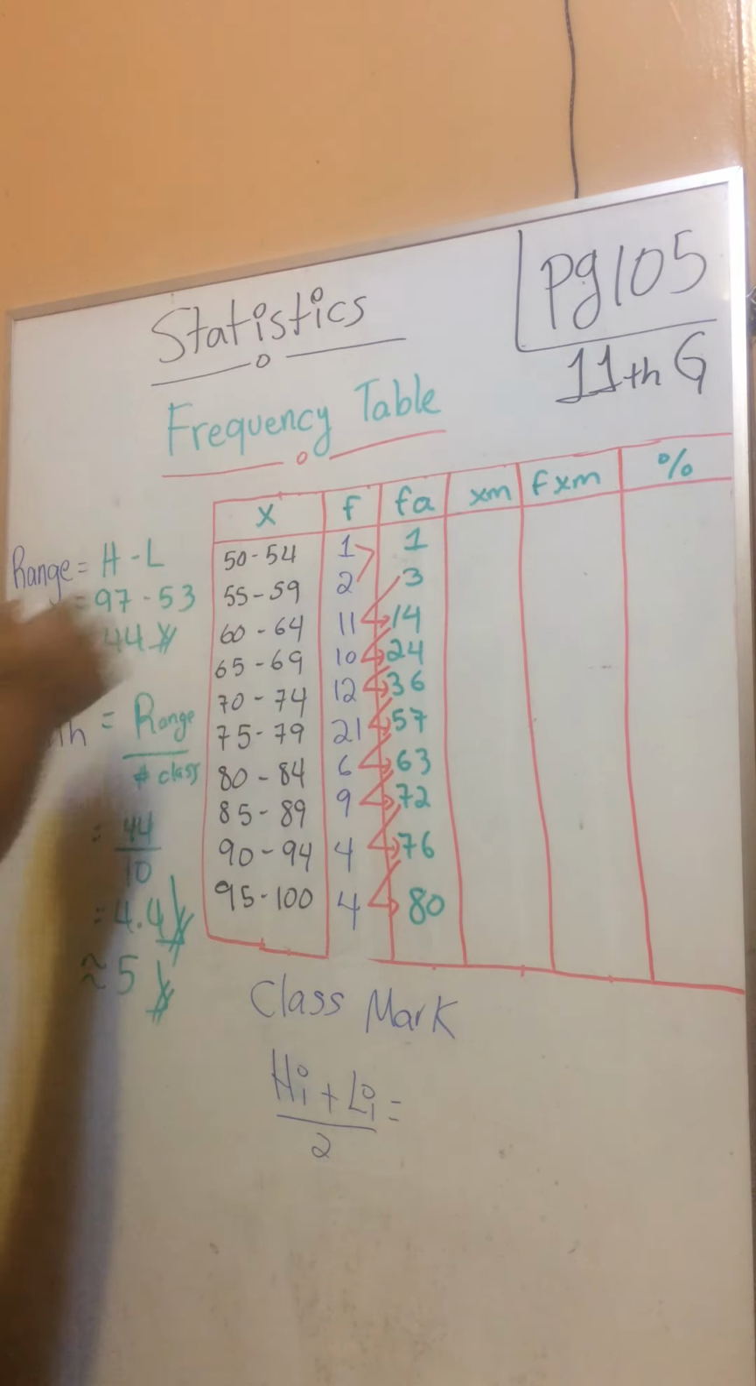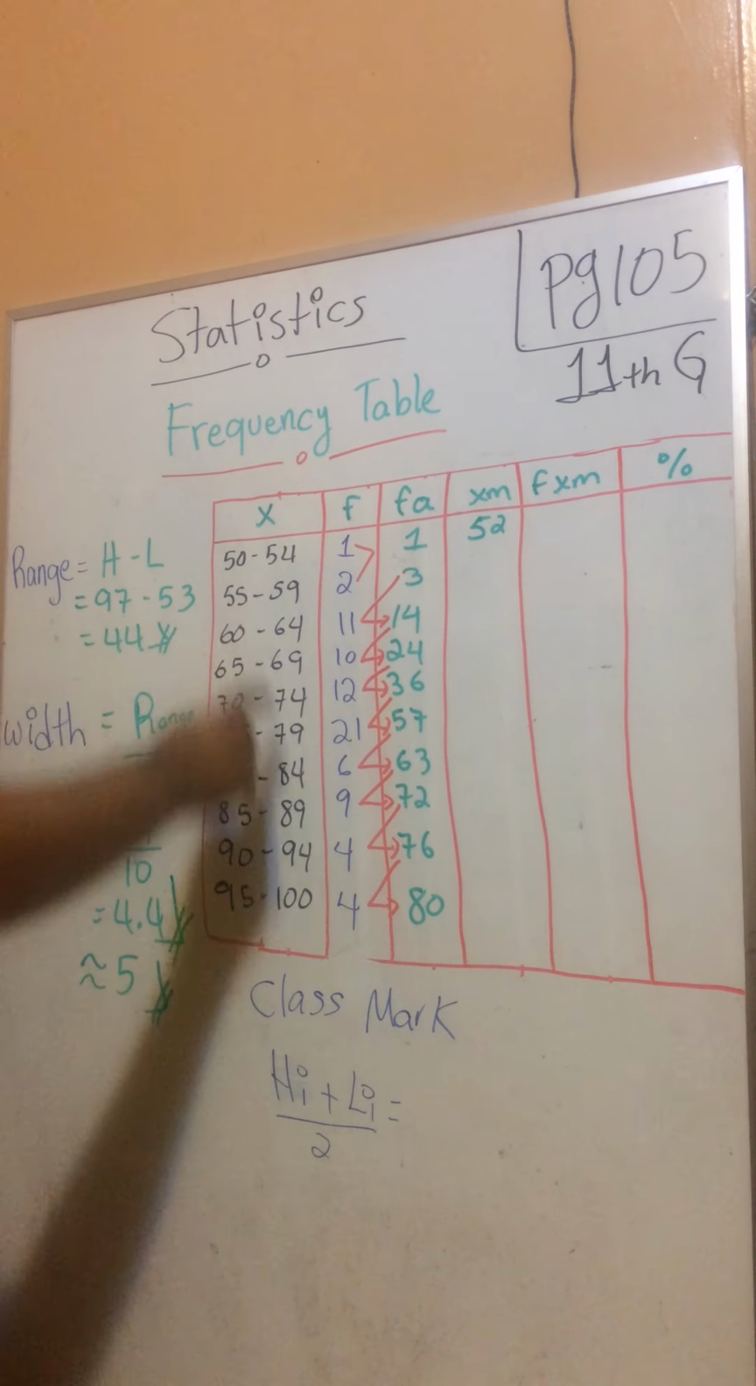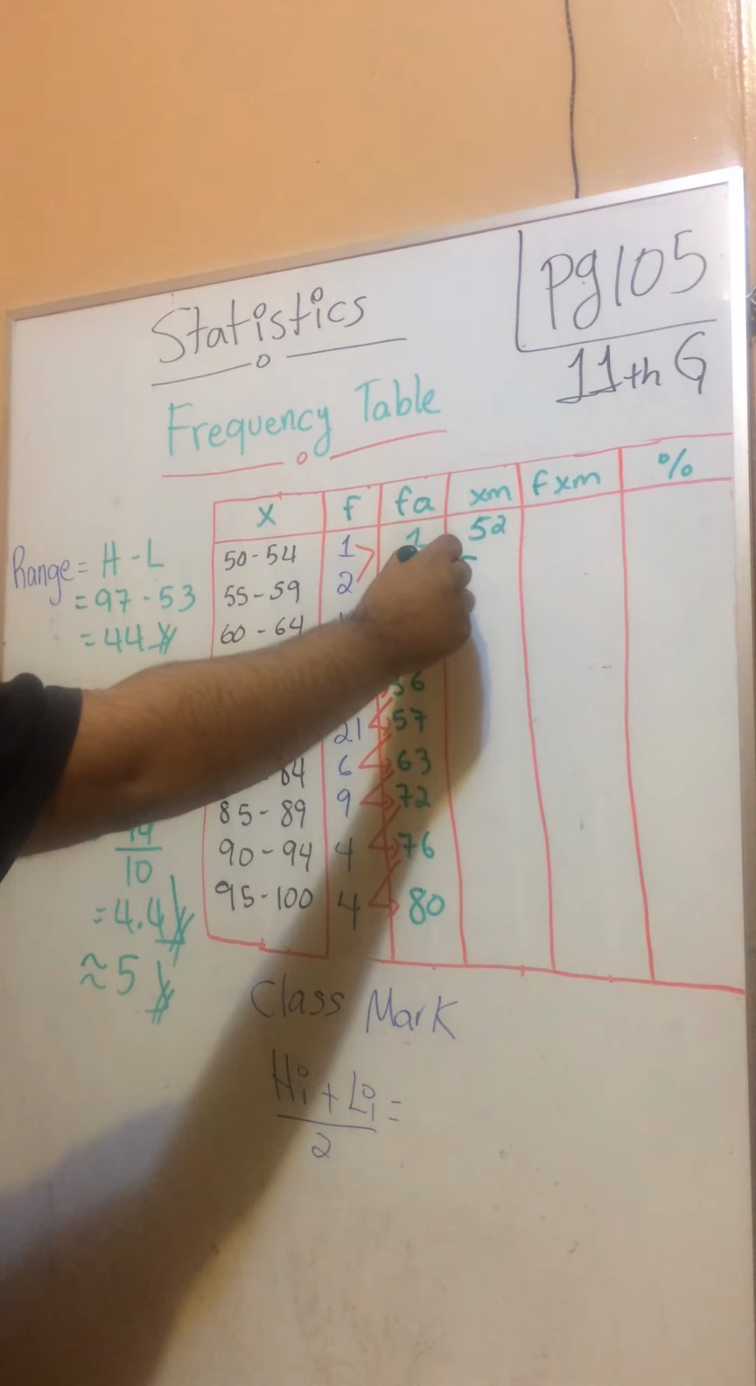The same thing with the next ones. We add the highest plus the lowest divided by 2. Let's do it one by one. 59 plus 55 divided by 2, 57. We do it in our calculators so that we don't make any mistakes.